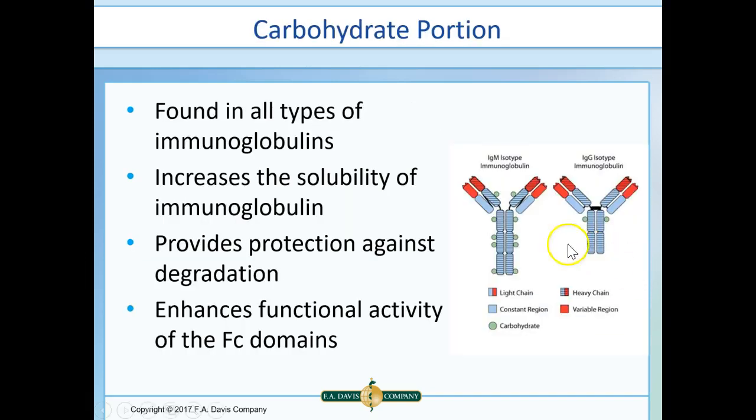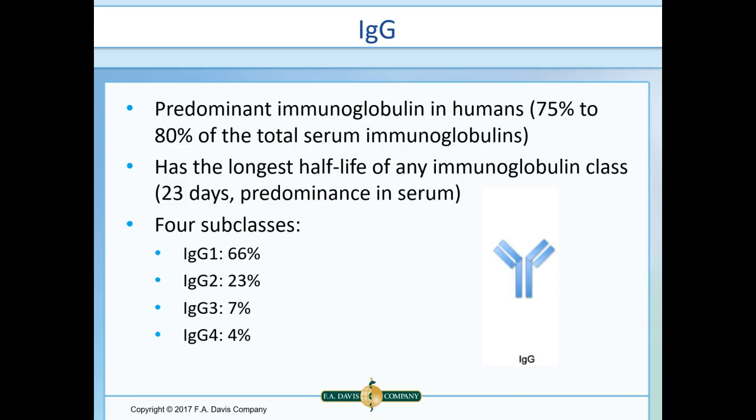The carbohydrate portion here is found on all of them. Okay, you can see the carbohydrates on the side. We saw it called oligosaccharides in the last couple slides. But this increases the solubility of the immunoglobulin, so it can actually float around within the plasma. It provides protection against degradation, and it enhances the functional activity of the Fc domains as well.